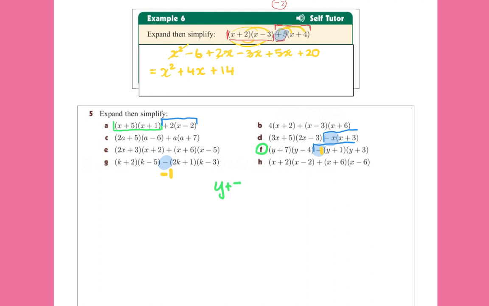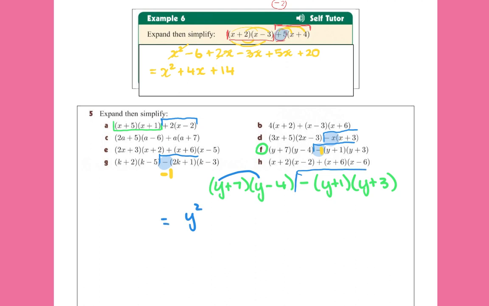We might do F together. They all belong to that next box. So y plus 7, y minus 4, minus y plus 1, y plus 3. Okay. So this belongs to this box. Y squared plus minus 28y minus 28 plus 7y minus 4y.